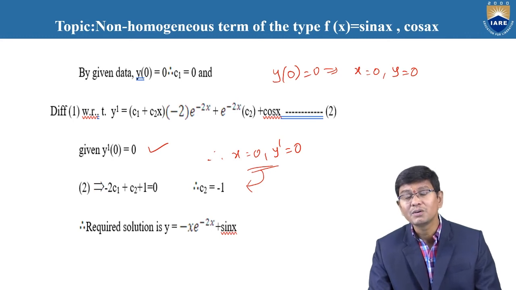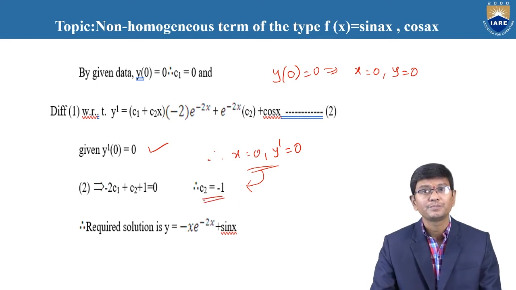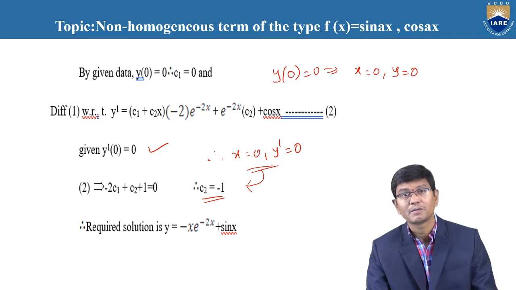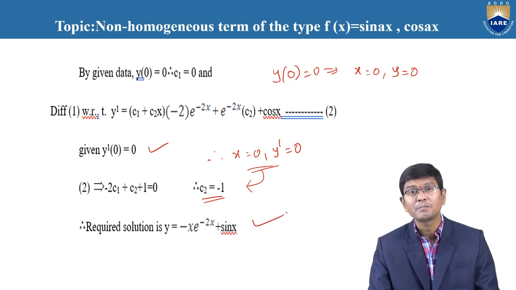Once again, we already know that c1 is equal to 0. Hence, by using this equation, c2 is equal to minus 1 only. Therefore, the required solution from equation 1, after replacement of c1 and c2, the final equation is y equals minus x into e power of minus 2x plus sin x, which is the final solution.